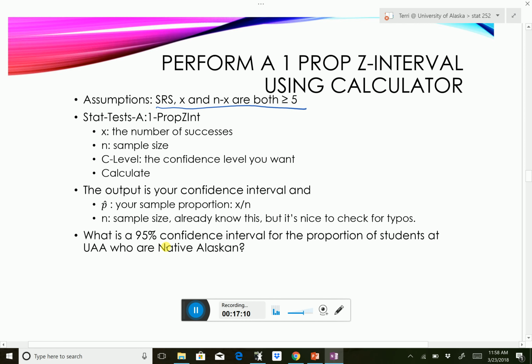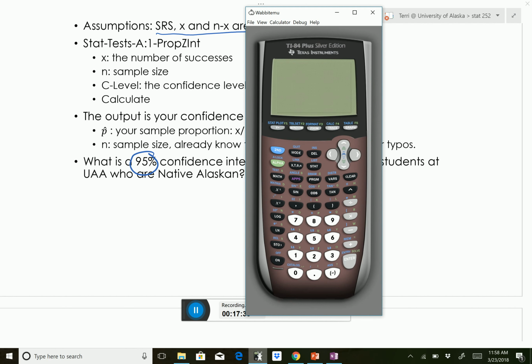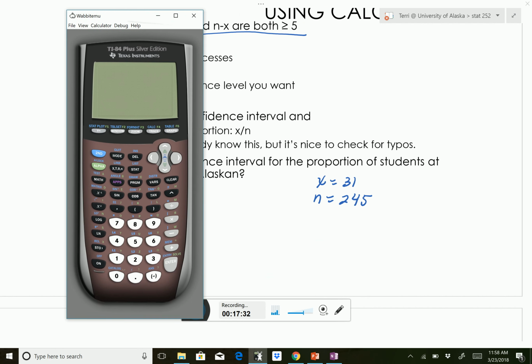So what is the 95% confidence interval for the proportion of students at UAA who are Native Alaskan? So let's remind ourselves really quick. We had x was 31, n was 245, and that's really all we have and all we need. And then our C level, of course, is 95%.